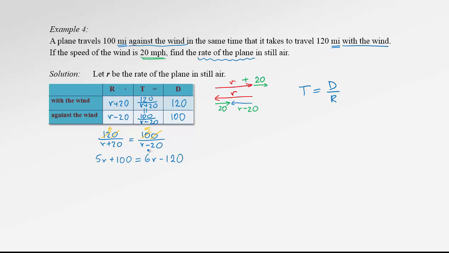Let's isolate r's. Since there's more r's on the right hand side, let's bring the 5r to the right. That becomes 6r minus 5r, which gives us just a single r. And then we bring 120 to the left. It becomes positive 120 plus 100. It is 220. That's our r, which is the rate of the plane in still air. So that's exactly what we're supposed to find, right? Let's give the final answer. The rate of the plane in still air is 220 miles per hour. That must be a very small plane.